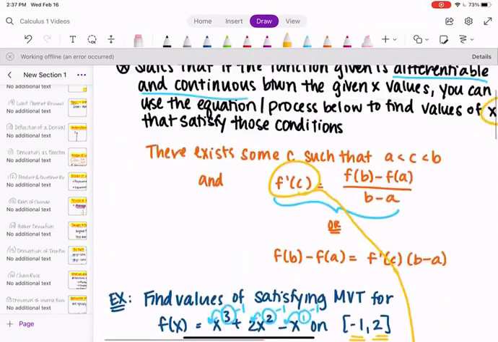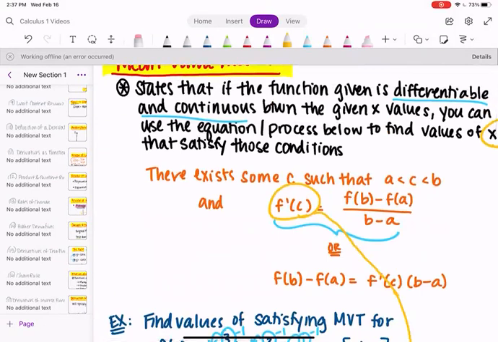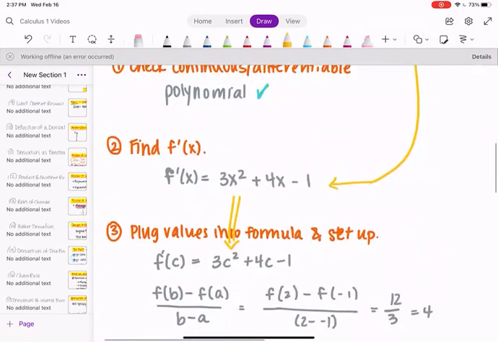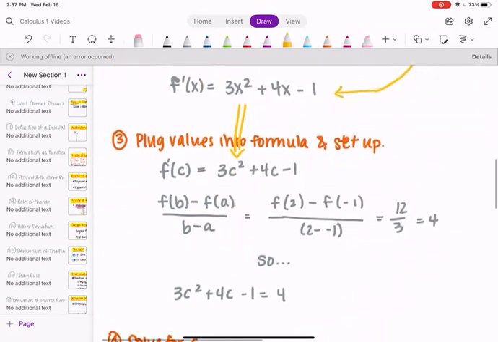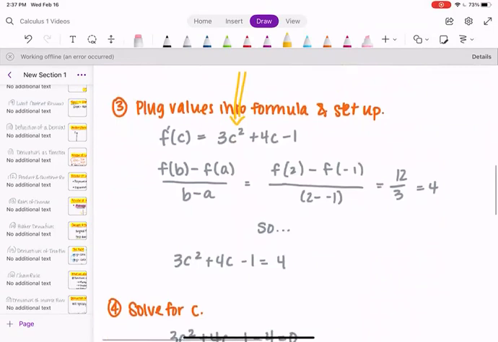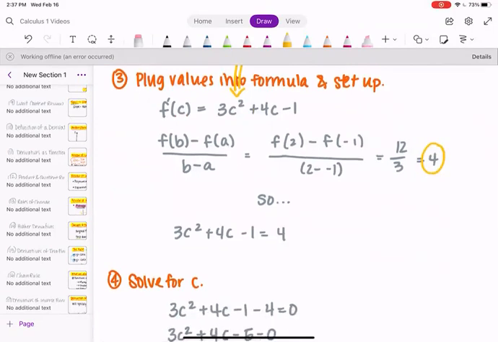So what happens with the other side? We have to take our two x values, plug them into the original function, subtract them from one another, and then subtract the x values from one another. So that's what we're going to do. So f of 2 and f of -1 over 2 minus -1 simplifies to 12 over 3, which gets us 4. So now what we have is our left-hand side here and our right-hand side here.